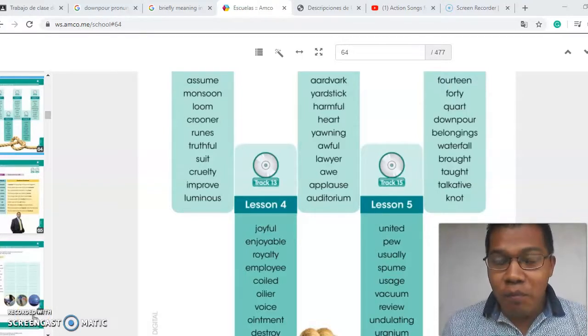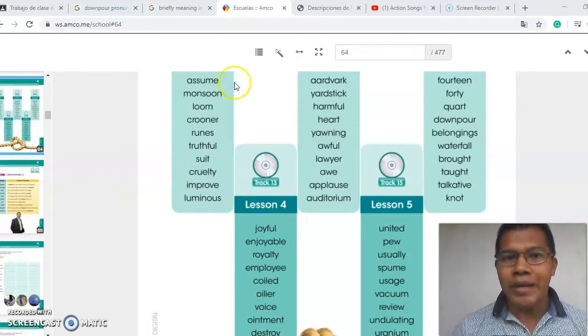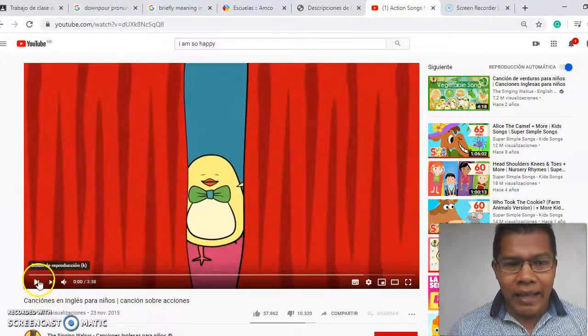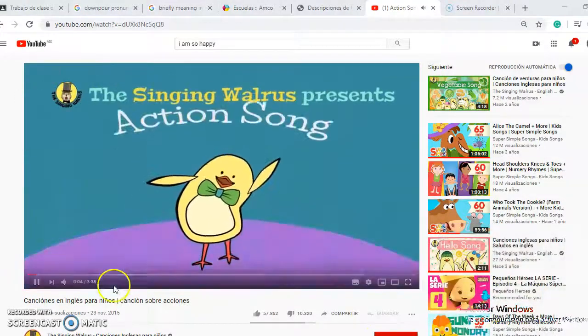Remember, it is always important to make the switch in our brain since we're going to study a language, and in this case, we're going to make the switch to English with a song starting like this. Please enjoy the song.